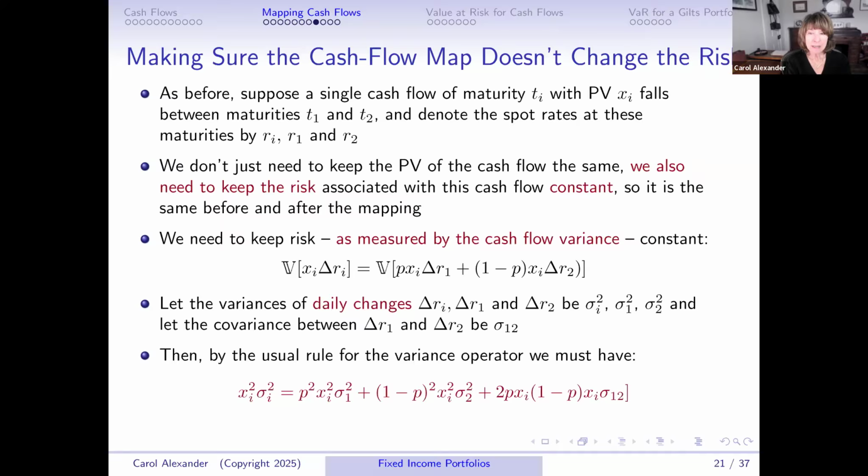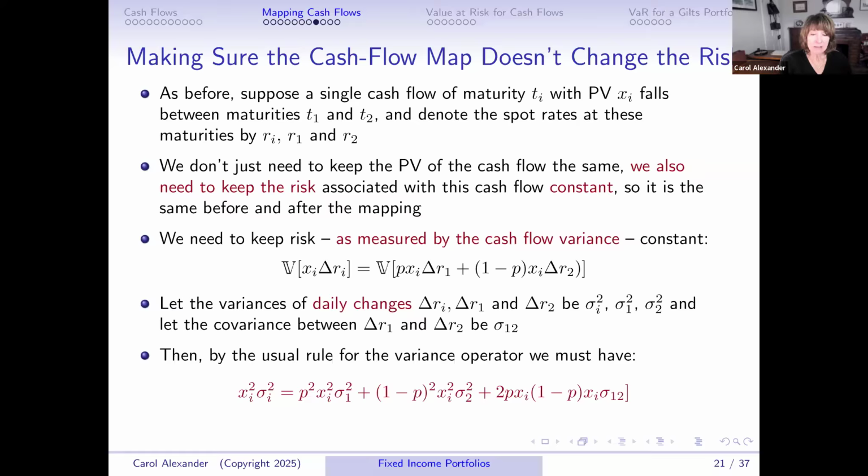We've got an amount Xi that is coming at maturity Ti, and the risk is associated with changes in the interest rate at maturity Ti. So it's that capital delta you see in the center of this slide. Typically, when we have daily data on interest rates, it will be the daily change measured in basis points in the interest rate at maturity Ti.